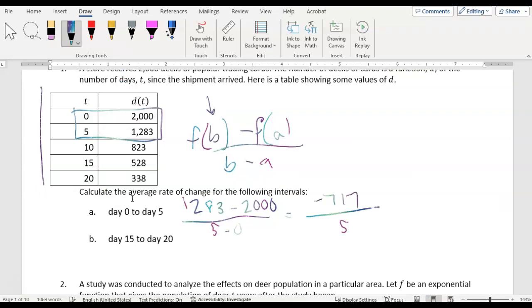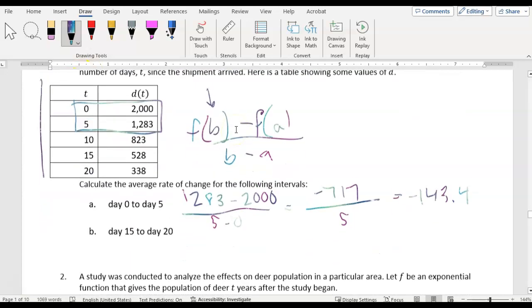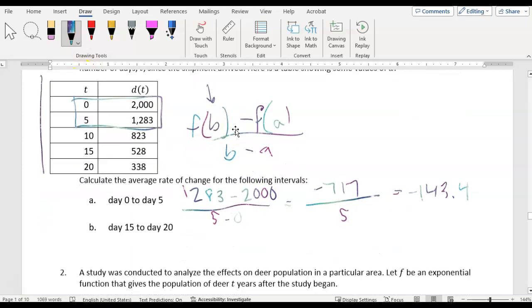divided by 5. And so here, it's important that you know what this means. So 717 divided by 5, which is going to be negative 143.4. So you would say per day, the books are decreasing by 100, not books. The decks are decreasing by 143.4 decks per day.